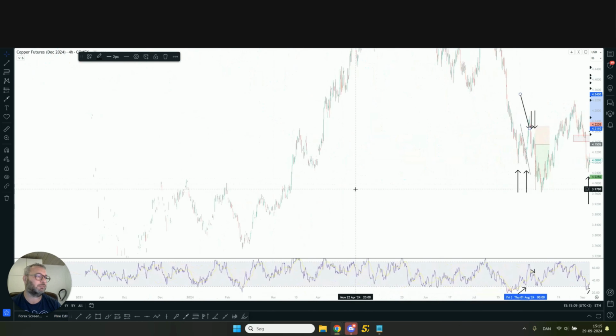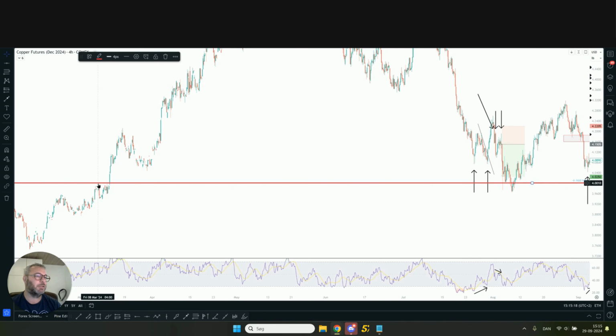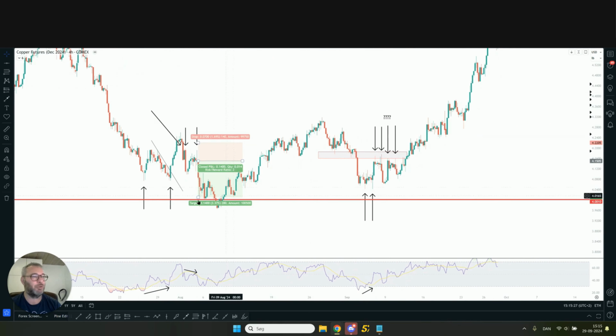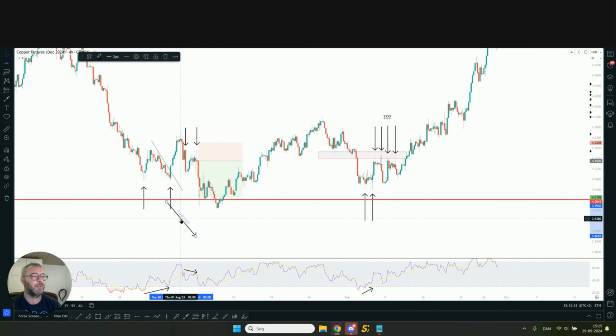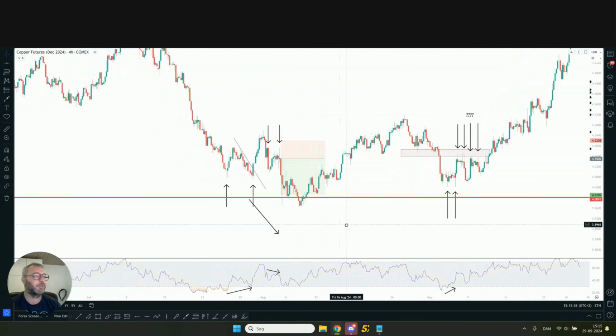And where would we place the take profit? Down here, if that makes sense. This here is the first support area, so my take profit would be a little bit above the support level here. And yeah, that would be it. So this is how I trade double tops and double bottoms.